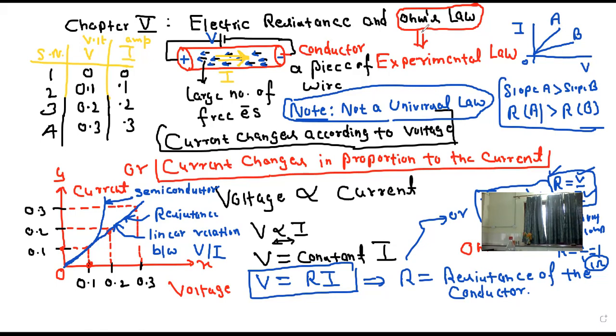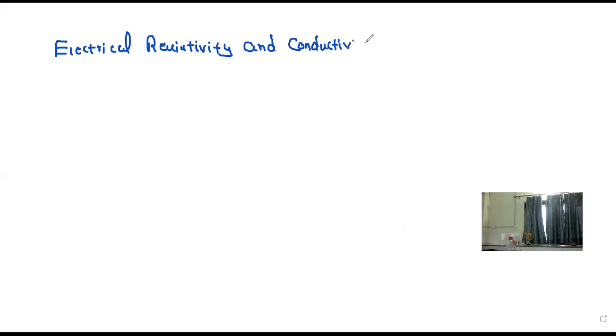So now we take another case which is called electrical resistivity and conductivity. So our next topic is electrical resistivity and conductivity. So we will derive electrical resistivity and conductivity from Ohm's law.